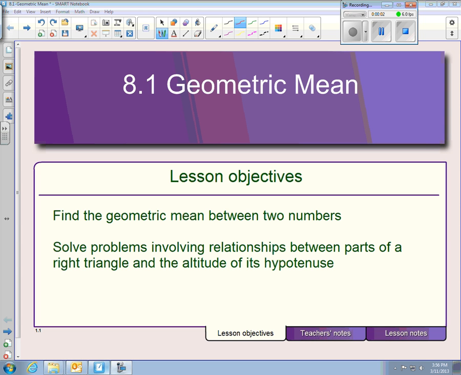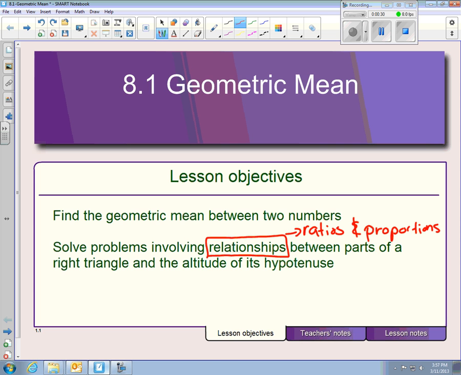Hey class, today we're going to be doing 8.1, which is geometric mean. Our objectives today are to find the geometric mean between two numbers, and then to solve problems involving relationships between parts of a right triangle and the altitude of its hypotenuse. Just think about the word relationships. We have seen a lot of relationships that involve ratios, and ratios involve proportions.